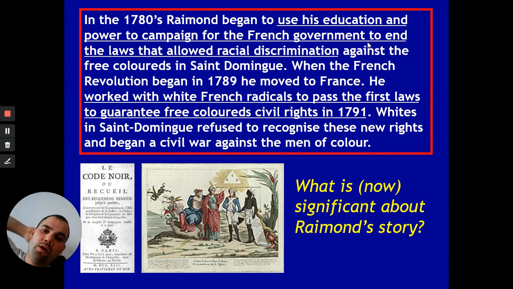He thought that free colored men like himself should have the same equal rights as other white citizens in Saint-Domingue. And he then campaigned in 1791 to get the law changed in France so that the laws in Saint-Domingue would reflect the equality that he wanted. But the whites in Saint-Domingue rebel against that order and refuse to carry it out. But we'll get into that a bit more next time. Now, this will add a bit more complication to Raymond as a figure there.